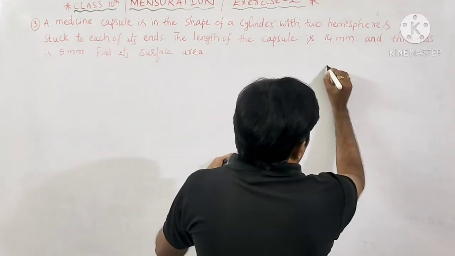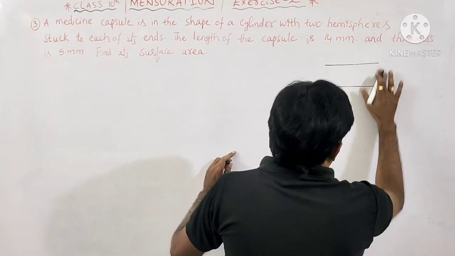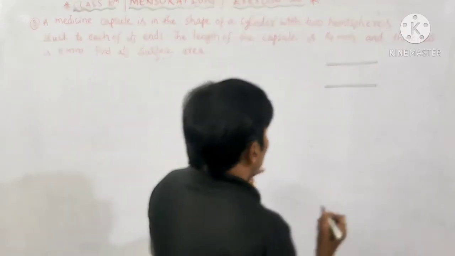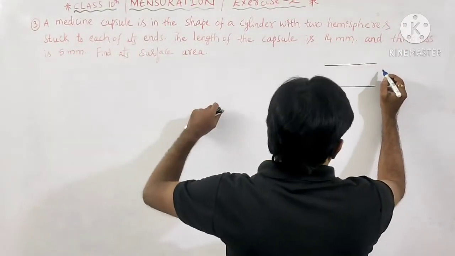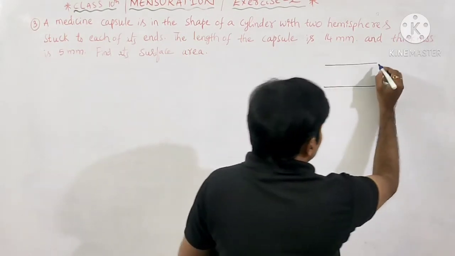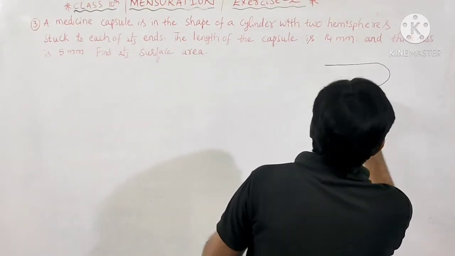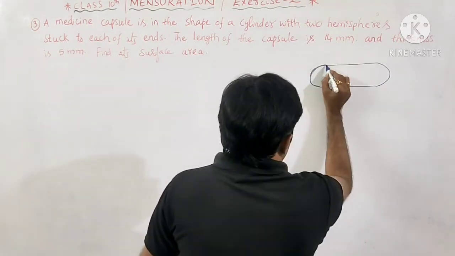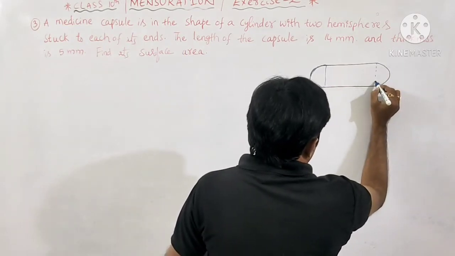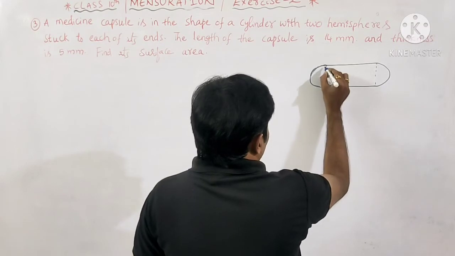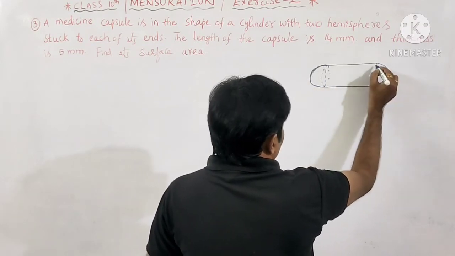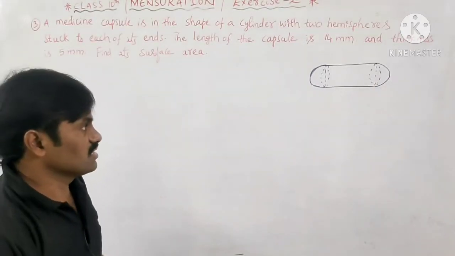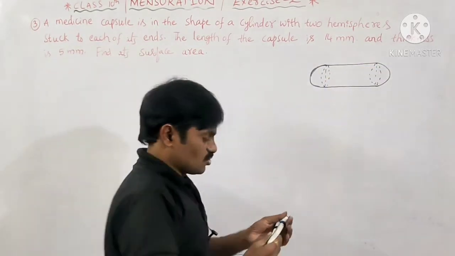See what the shape will be. See the capsule, it has a cylindrical part, and to its cylindrical part two hemispheres are stuck to each of its ends. These are the ends, left side and right side. These are the cylindrical parts. Okay, so that is the figure. If we consider it like this, there are hemispheres on both side ends. Okay, this is the main figure, and its total length.